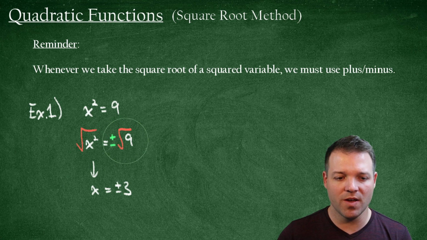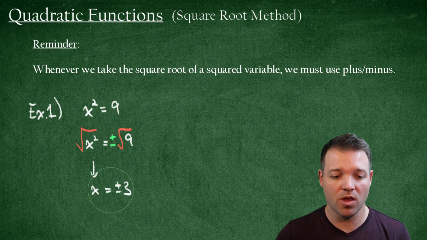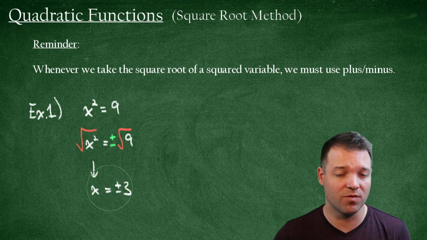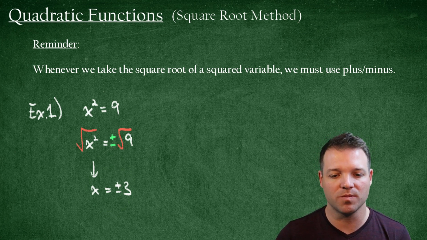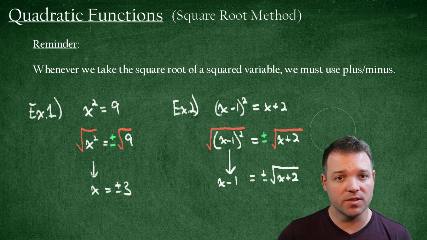But we have to remember that we have plus or minus, and the square root of 9 in this case is 3, so we have plus or minus 3, which is the answer that we originally came up with when we just thought about this. X is equal to either positive 3 or it's equal to negative 3. All right, here's another slightly more difficult example.